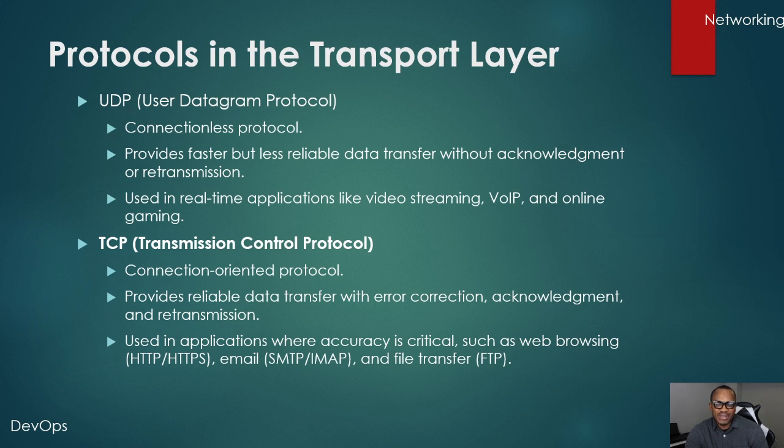And the other protocol is TCP, which is the Transmission Control Protocol. This is a connection-oriented protocol. It does a three-way handshake to establish a connection. It provides reliable data transfer with error correction, acknowledgement and retransmission. If acknowledgement is not received, the segment is resent, thereby ensuring that data that is sent is received at the receiving end. So it's used in applications where accuracy is critical, such as web browsing, email, or file transfer.